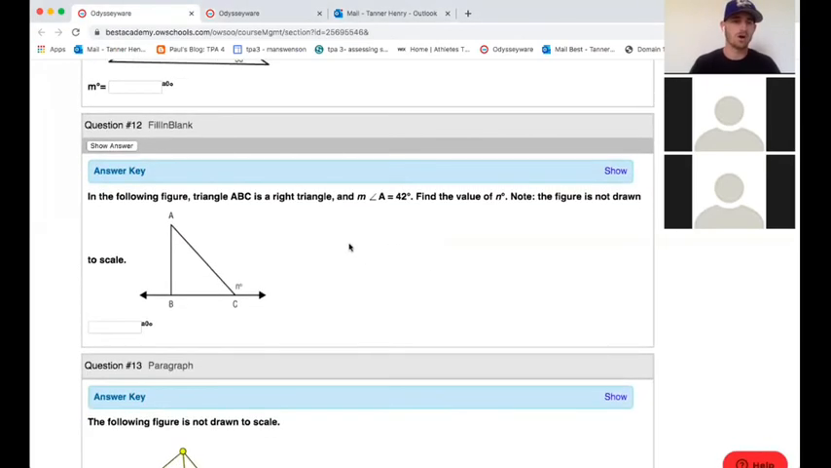All right. In the following figure, triangle ABC is a right triangle, angle ABC, and angle A, let's just write it in, angle A is 42. Find the angle of N. Note the figure is not drawn to scale. So with this, what do we know? Our triangle equals 180. We know we have 42, but really to figure this out, we need another angle. So what's our angle of B?